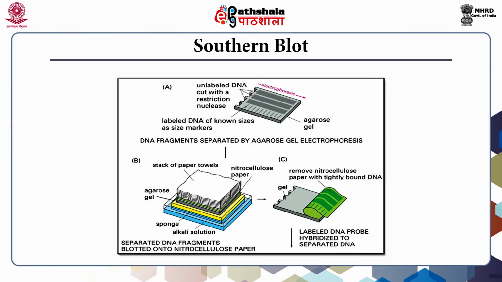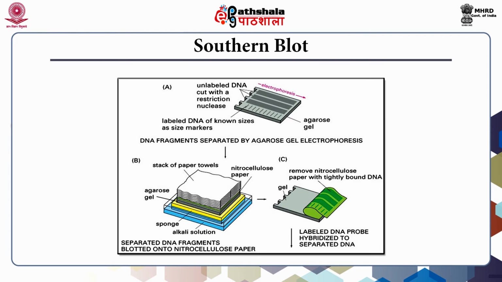This figure is a diagrammatic representation of the Southern blot. DNA is restricted using endonucleases and run on the agarose gel. Now, the separated DNA fragments are blotted to the nitrocellulose membrane. It can be done by two methods, the classical one and a very commonly used technique, capillary transfer.